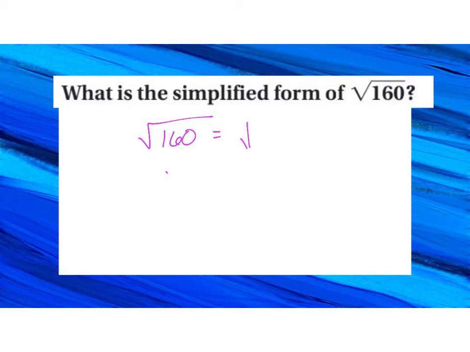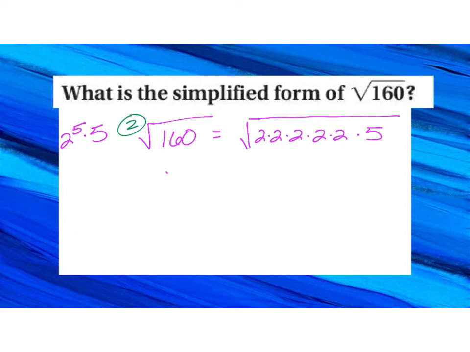So I'm going to stretch this out into prime factors. So it looks like we have 2 times 2 times 2 times 2 times 2, so it would be 2 to the 5th, times 5. Now my index is 2, so I'm going to circle groups of 2. Here's a group of 2. Here's a group of 2. That is all I can circle.